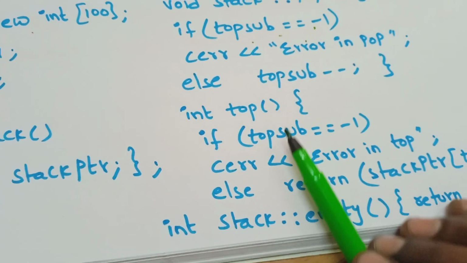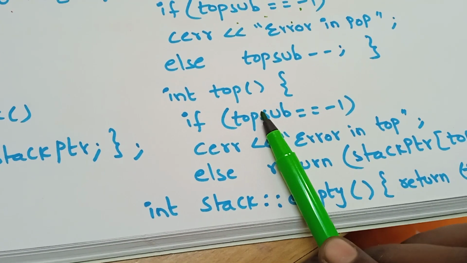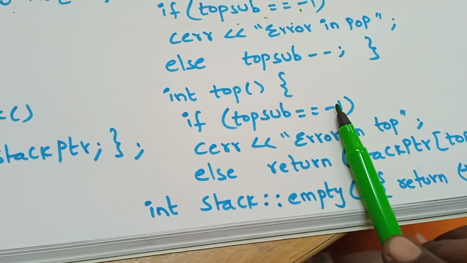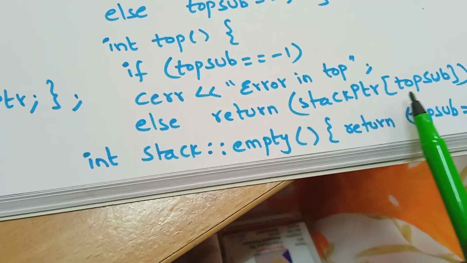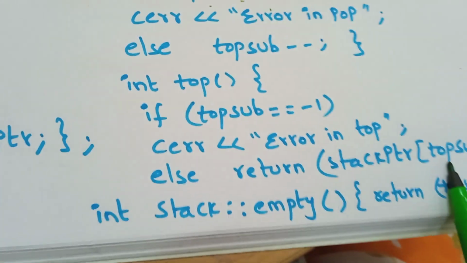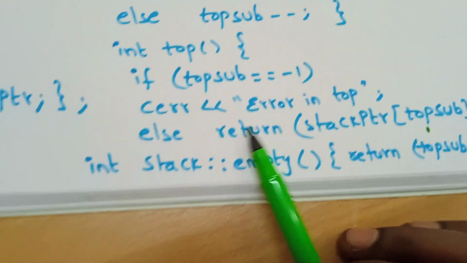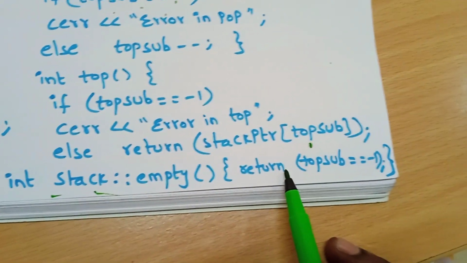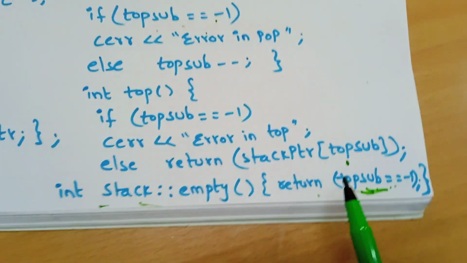Then int top: if top equals -1, again cerr error. So if the stack is empty, then you cannot display any element. If top has some element, then we point to that element to return it. And int stack empty will return the value of top equal to -1.